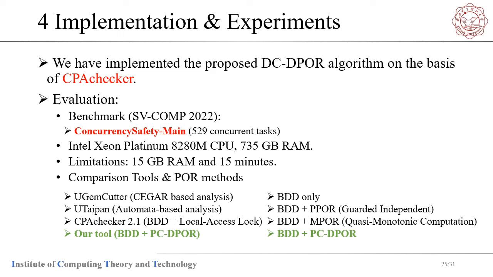We have chosen 529 concurrent tasks from the benchmark for reachability property checking, and to evaluate the improvement of verification efficiency, the comparison of different tools was done against the top 3 scored tools that do not utilize the bounded model checking technique. Moreover, we also compared the proposed approach against other symbolic partial order reduction approaches in 4 modes.